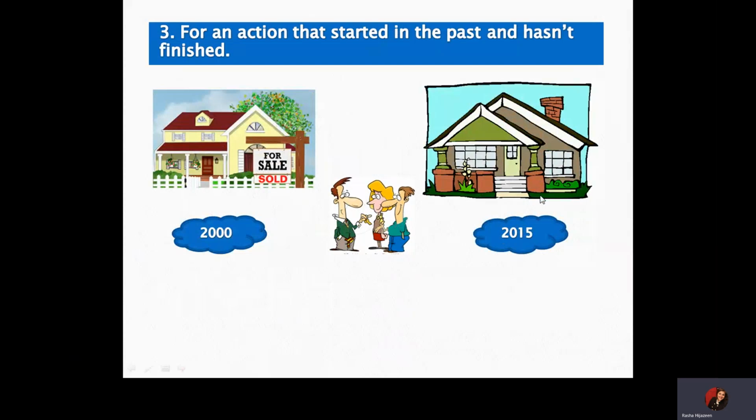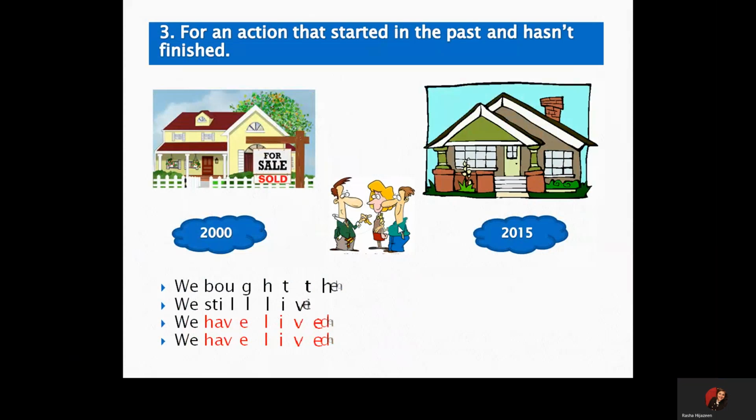And 2015, the house was sold to this woman and man, right? Let's check the sentence now.